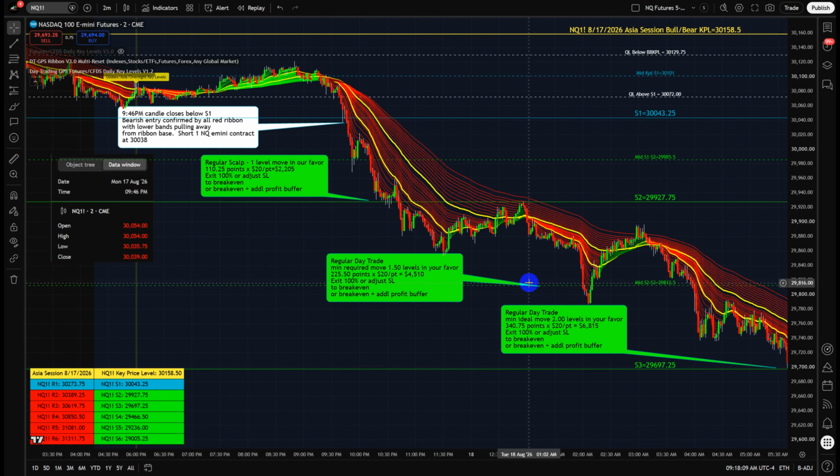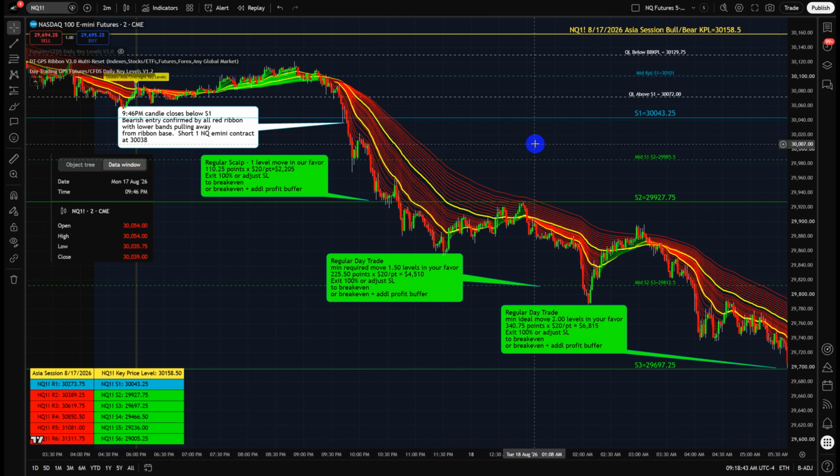So if you're going to use the 1.5 level move in your favor as your initial exit or adjustment, it's basically the same three different options that you have: either exiting 100% of your original position, or adjusting your stop loss to break even plus an additional profit buffer on top of break even, or if you're trading 3 or more contracts, whether they're micros or E-minis, exiting 60 to 90% of your original position, securing that profit, and simply de-risking the remaining runners.